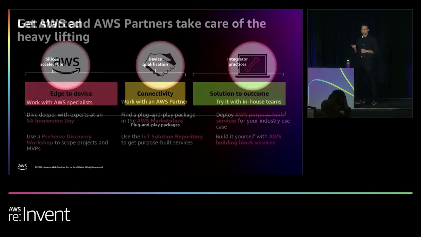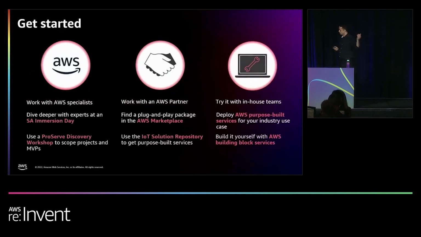So you can get started with specialists at one end, with our solution architects, or do professional services. You can work with partners. A lot of IoT services are listed in the AWS marketplace. Or you can directly build with the AWS services, the foundational services that I talked about. And there's a solution repository as well you can check out on our website, the IoT solution repository that lists all of these as well. So that is pretty much what I had to share today.